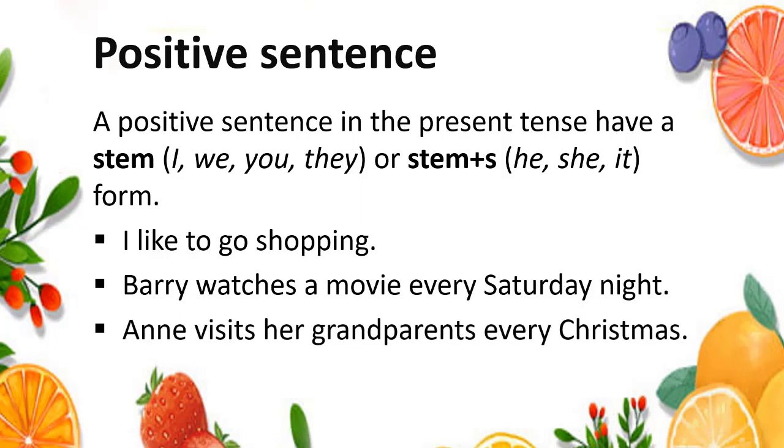Another example: Amy visits her grandparents every Christmas. So here we have visits because the subject here can be substituted with the pronoun she. Barry can be substituted with the pronoun he. So Barry watches a movie every Saturday night. That's watches. And she visits her grandparents every Christmas. So these are the forms of sentences in the present tense.